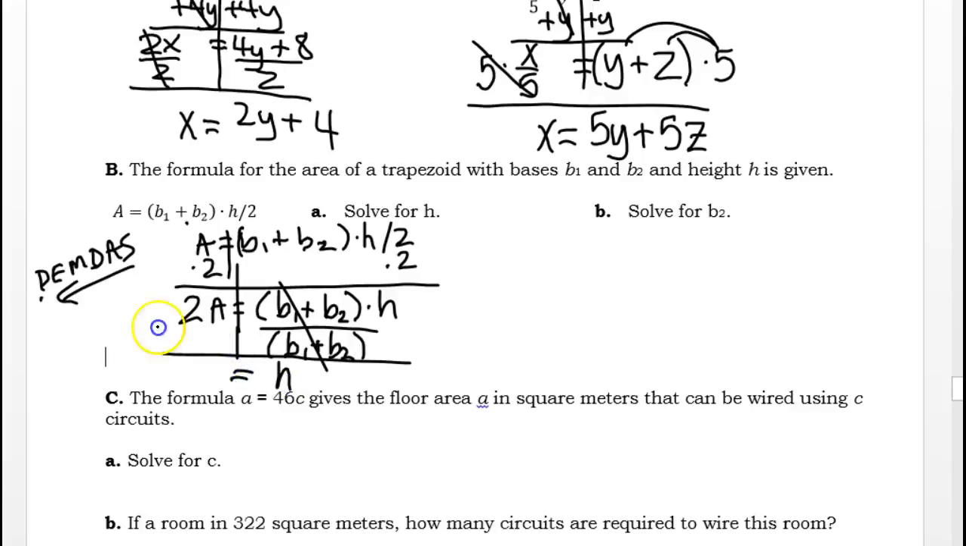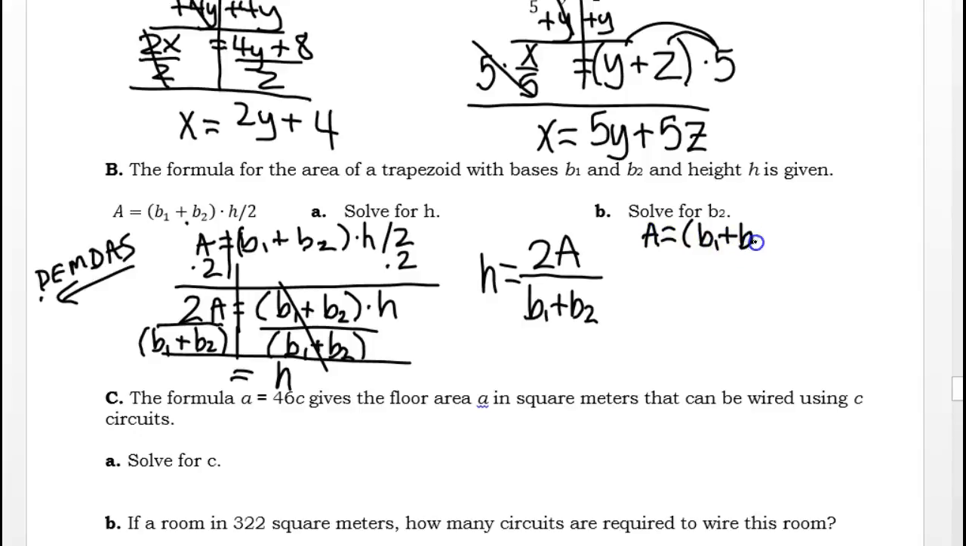whatever we divide on one side, we have to divide the exact same thing on the other side. So that's a little crowded. I'm going to go over here. H equals 2a over b1 plus b2. And that's it. So now we're going to solve for b2. A equals b1 plus b2 times h over 2.